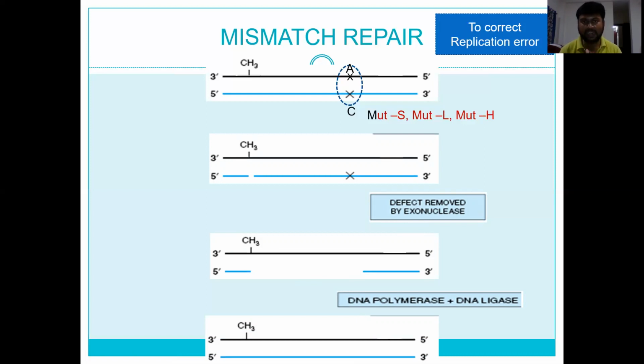After identifying, the whole protein complex will scan for the methyl group to identify which is the old strand and which is the new strand. After identifying, the MutH protein will make a nick in the new strand.